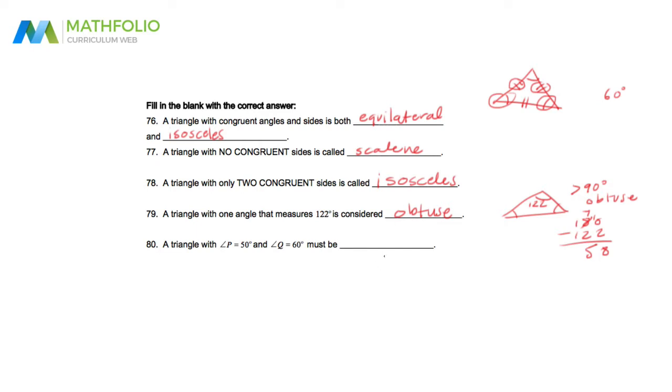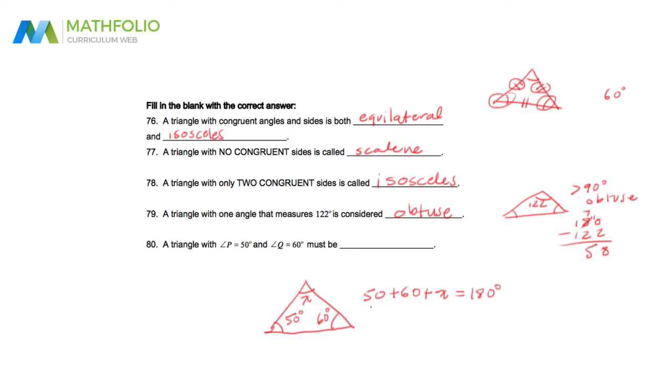Okay, 80. A triangle with angle P equals 50 and angle Q equals 60 must be, well, it's probably acute because that's the missing one from our list here, but let's just see to make sure. If this is, oh, terrible drawing. Let's go back. Alright, so still pretty bad, but let's just label it. This is 50 degrees. This is 60 degrees. Well, let's try and figure out what this top one must be.